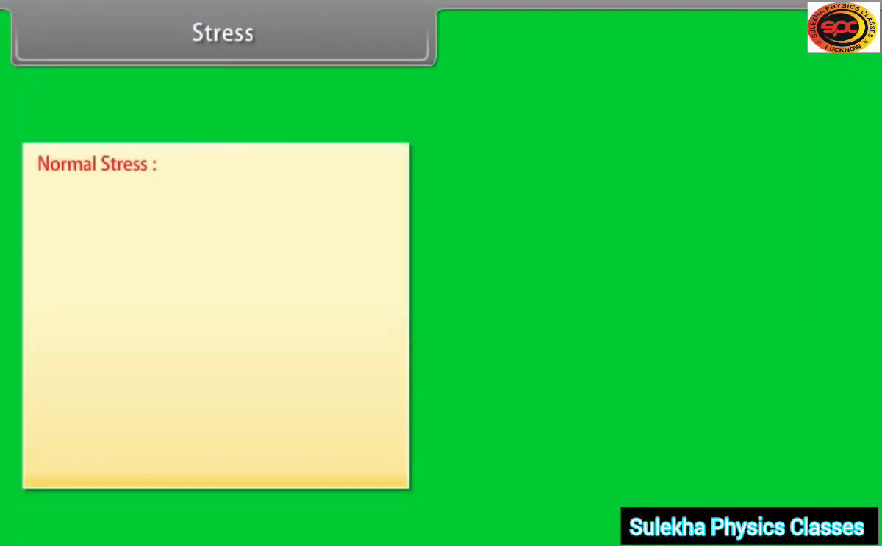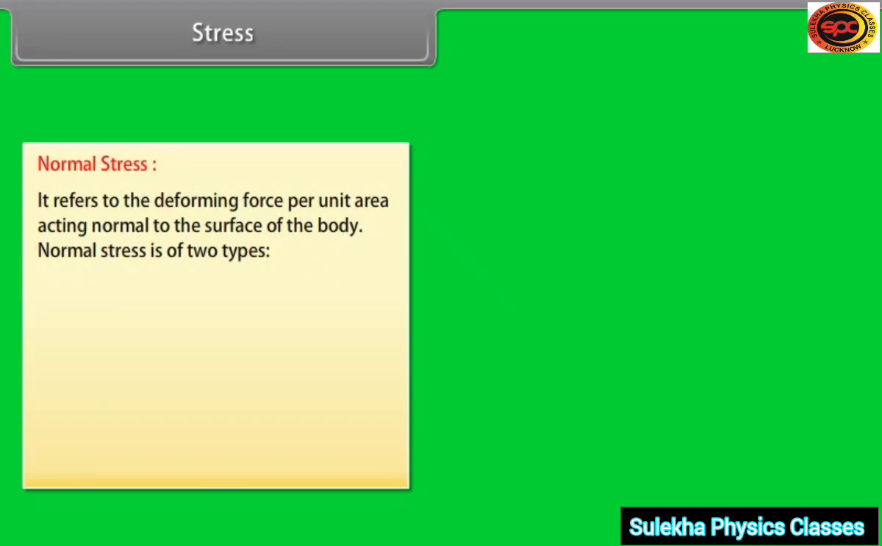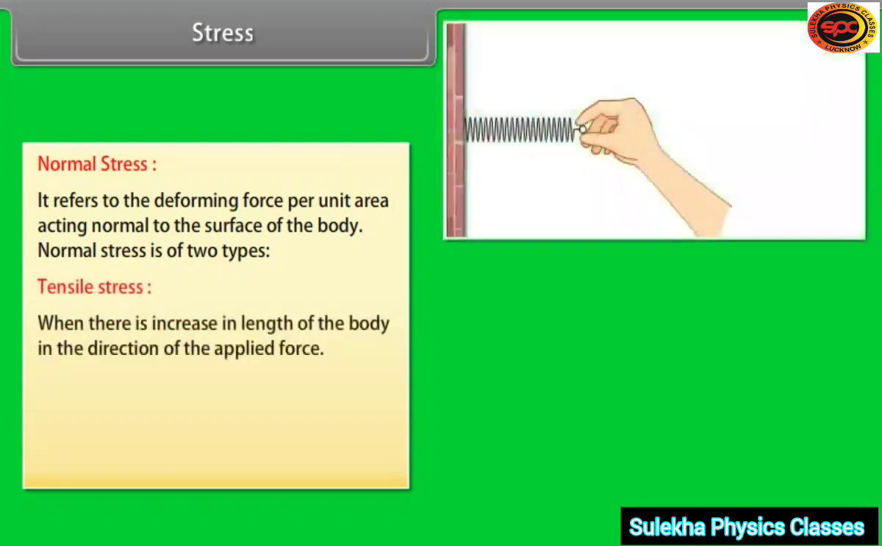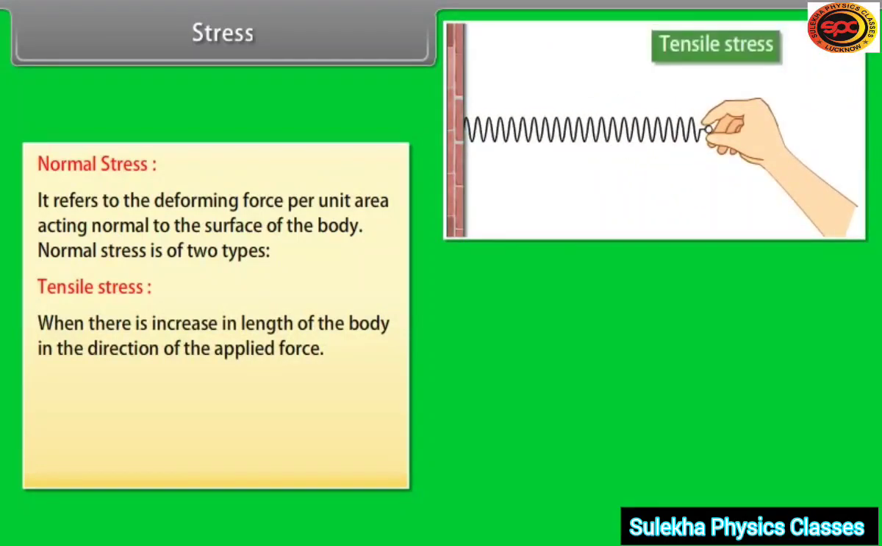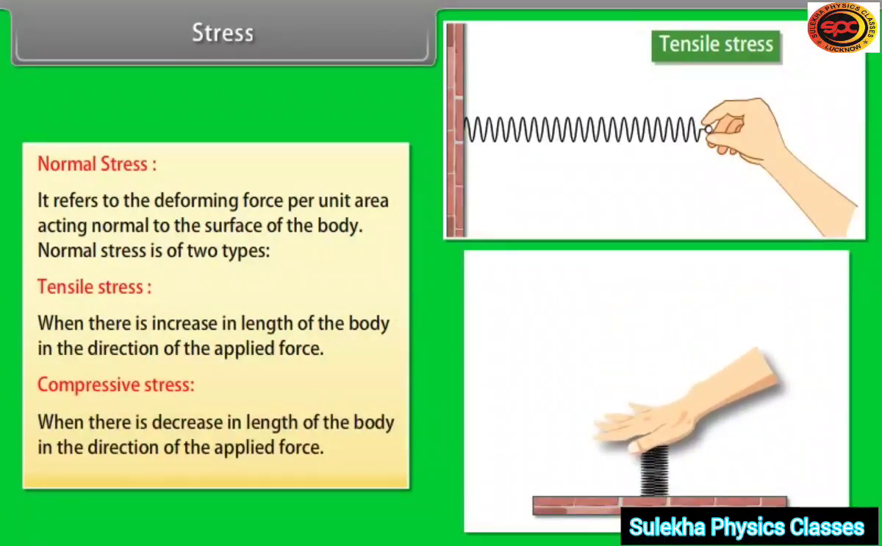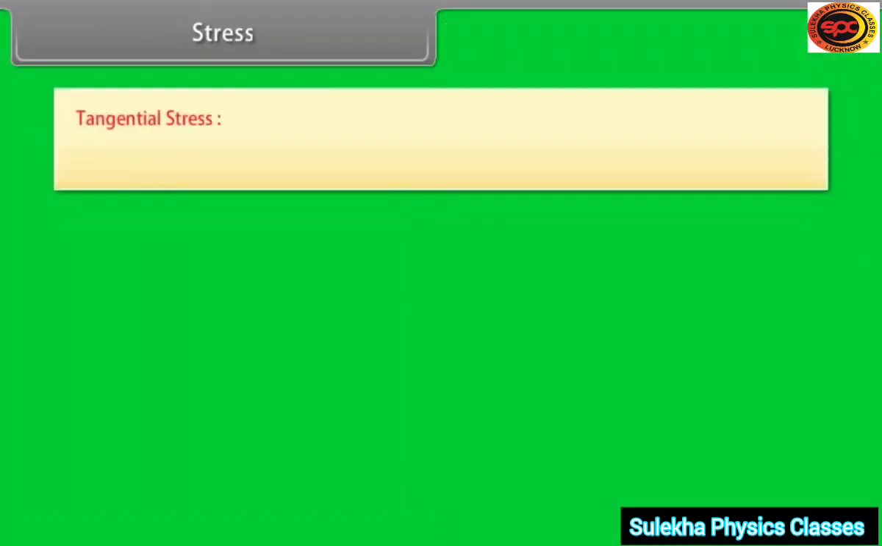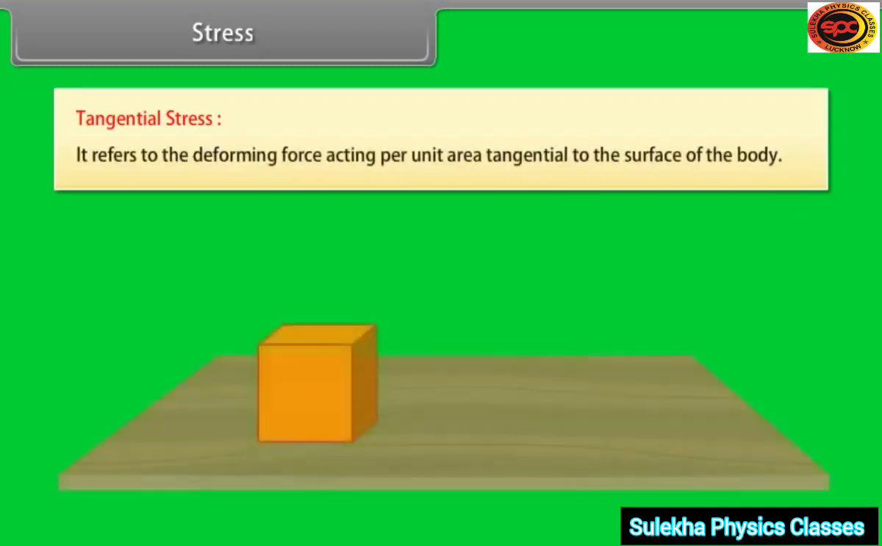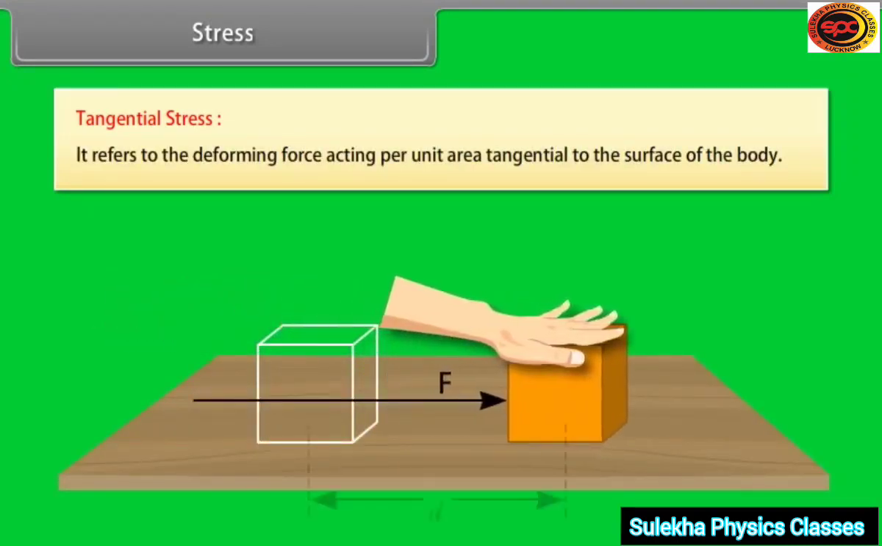Normal stress. It refers to the deforming force per unit area acting normal to the surface of the body. Normal stress is of two types. Tensile stress. When there is increase in length of the body in the direction of the applied force. Compressive stress. When there is a decrease in length of the body in the direction of the applied force. Tangential stress. It refers to the deforming force acting per unit area tangential to the surface of the body.